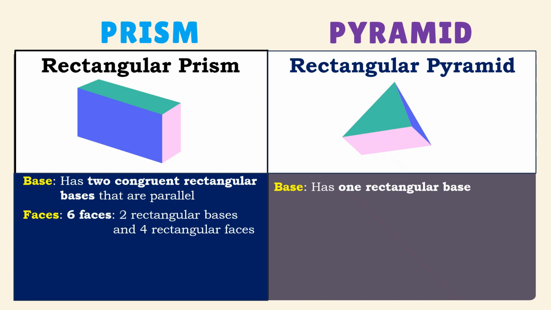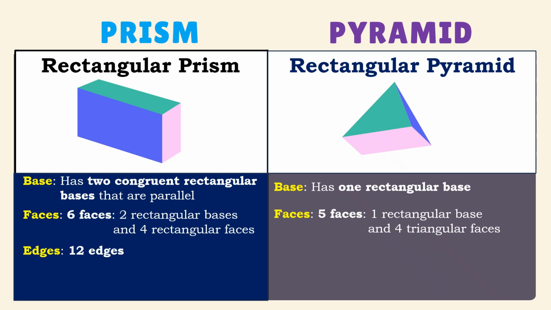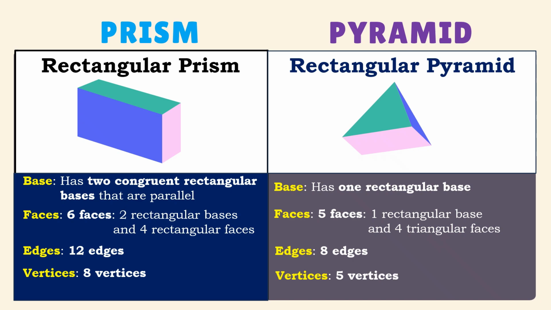A rectangular prism has 6 faces, 2 rectangular bases, and 4 rectangular faces, while a rectangular pyramid has 5 faces, 1 rectangular base, and 4 triangular faces. A rectangular prism has 12 edges, while a rectangular pyramid has 8 edges. A rectangular prism has 8 vertices, while a rectangular pyramid has 5 vertices.